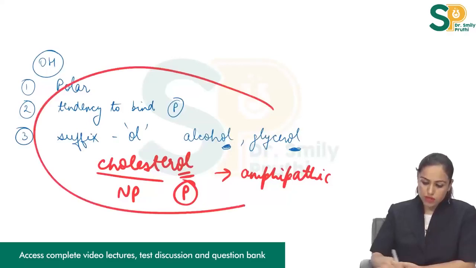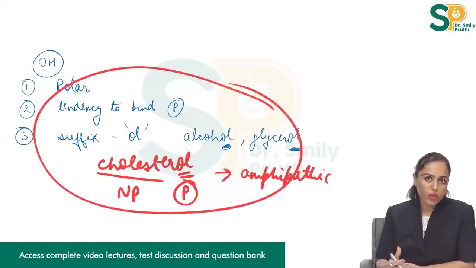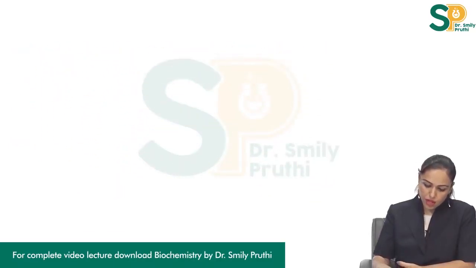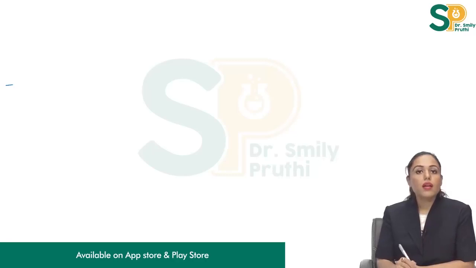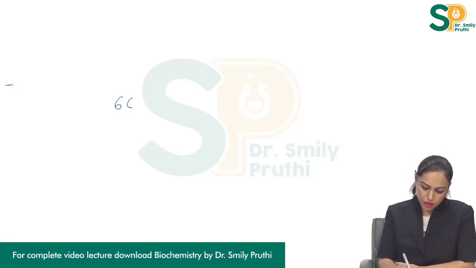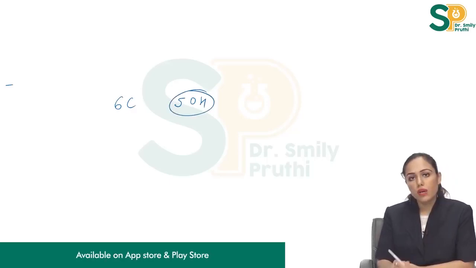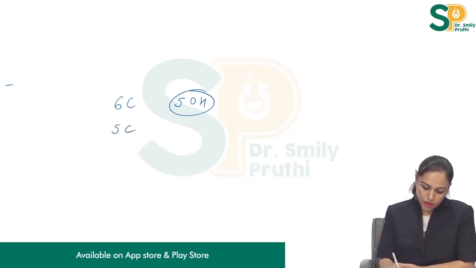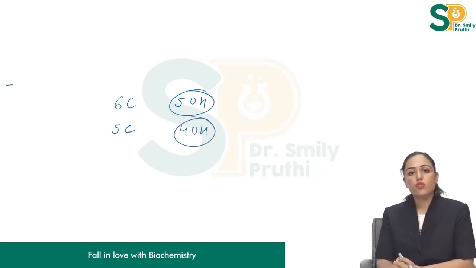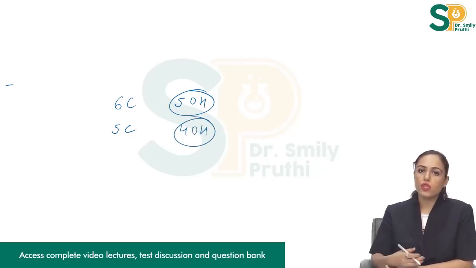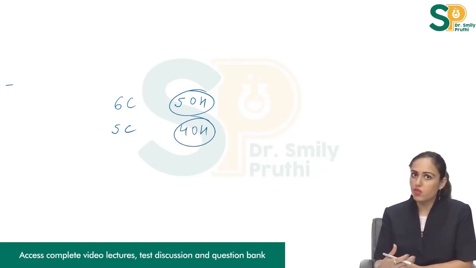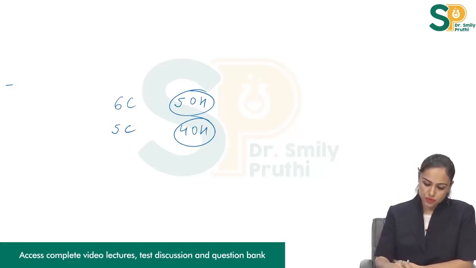Now these 3 points are general points about OH, but now a specific point for carbohydrates. When OH is there in carbohydrates, let's say a carbohydrate has 6 carbons, then 5 OH groups will be present in that compound. If a carbohydrate has 5 carbons, then the number of OH will be 4. So can I say that the number of OH is 1 less than the number of carbons in the case of carbohydrates, right?